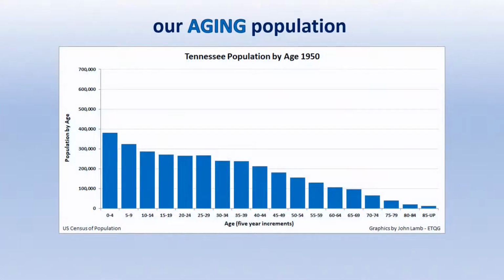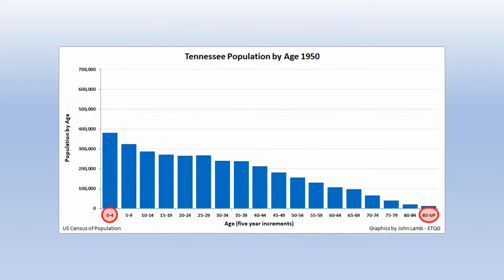We can begin by tracking changes in the age distribution of the population, from the past to the present and projected into the future. The distribution shows population count by 5-year age groups, from 0 to 4 years old on the left to 85 years old and older on the right.